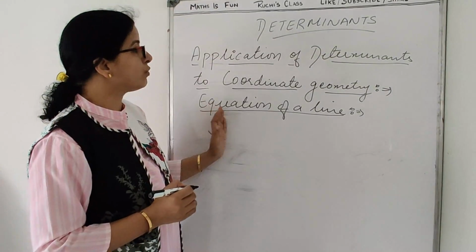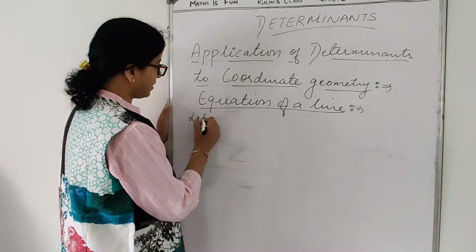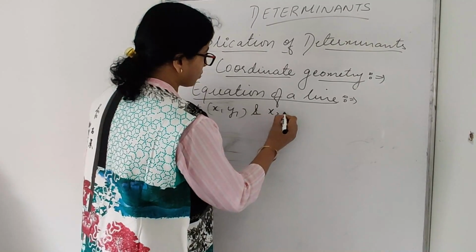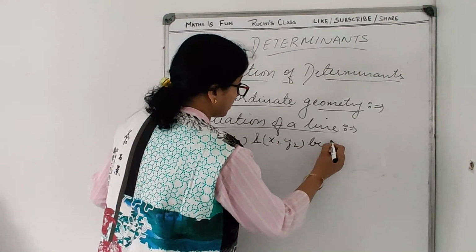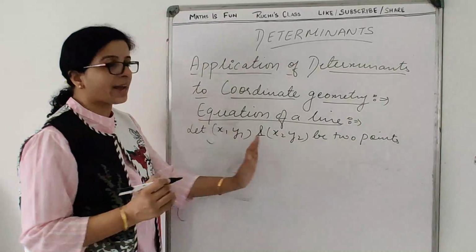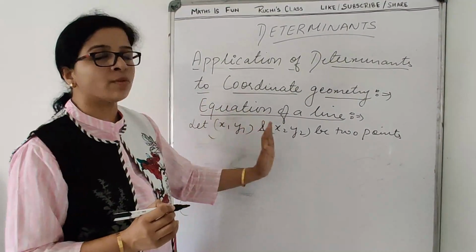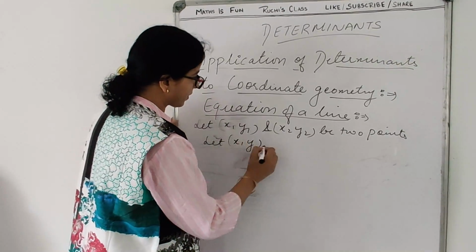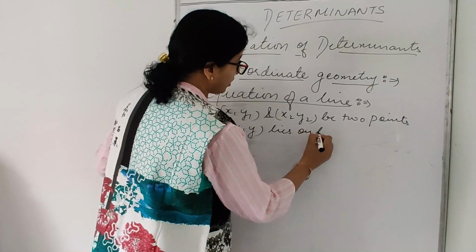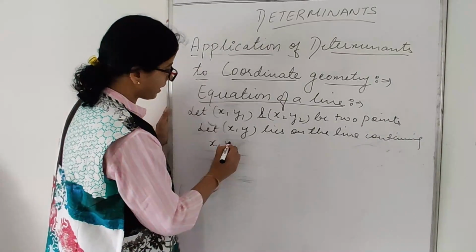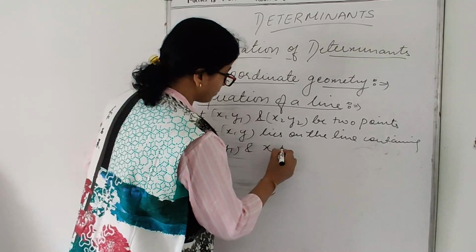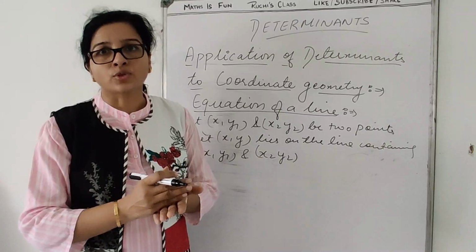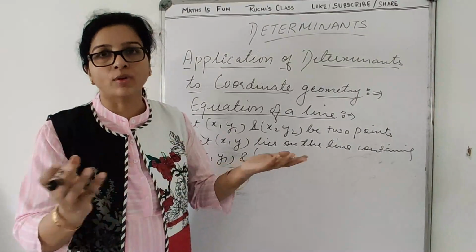So now we'll discuss how to find equation of a line using determinants. Let x1 y1 and x2 y2 be 2 points through which our line is passing. Okay, now let us take one variable point. Let x comma y lie on the line containing x1 y1 and x2 y2, right? So it means my x1 y1, x2 y2 and xy will become collinear because they lie on the same line.